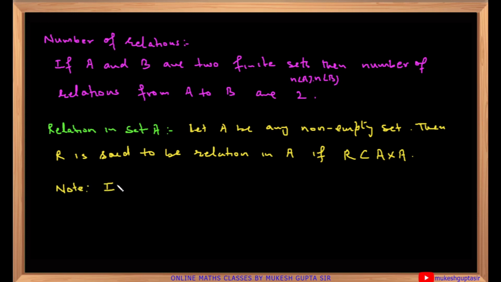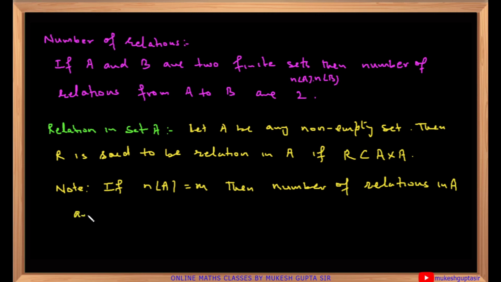Note, if the number of elements in A is m, then the number of elements in A cross A will be m square. So subsets will be 2 raised to power m square. So we can say the number of relations in A is 2 raised to power m square.